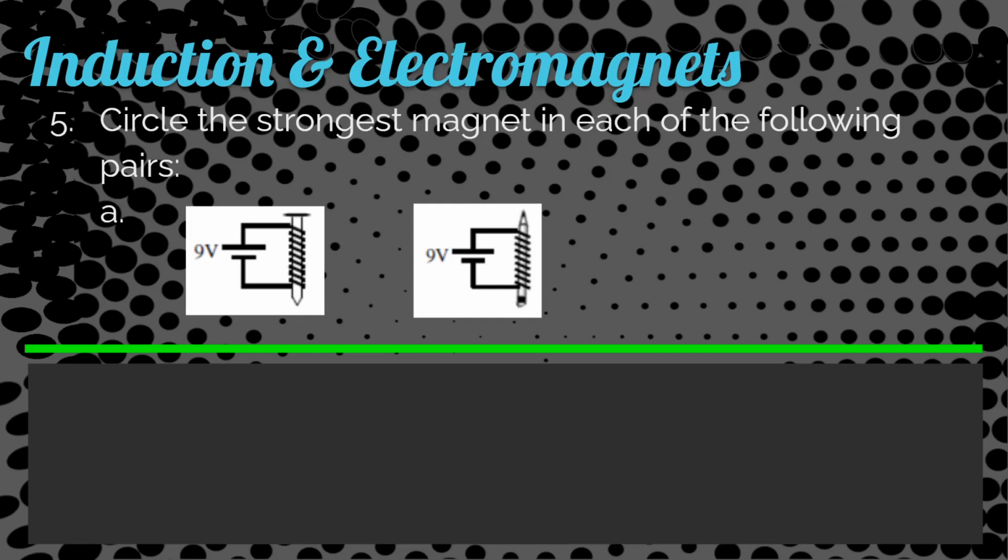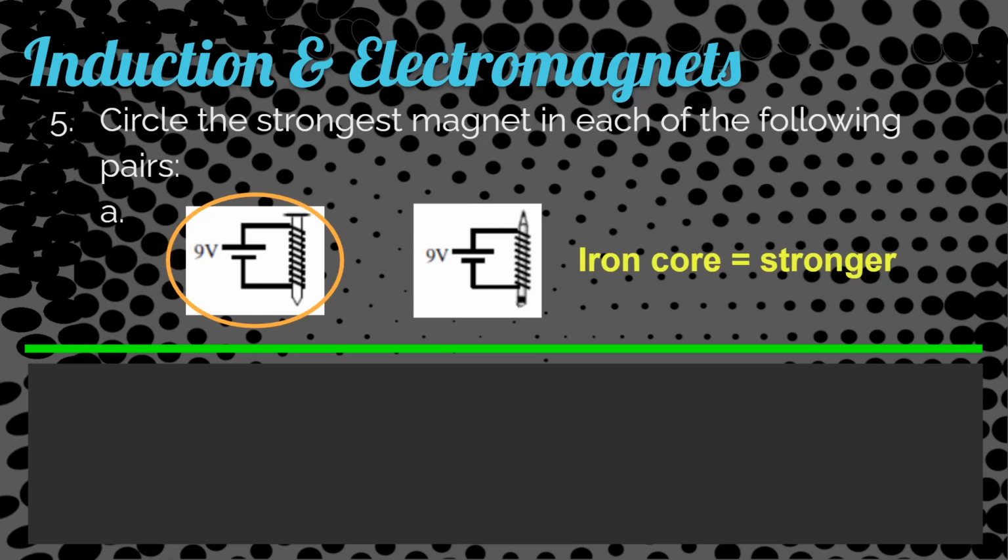Okay, so here's some pictures of electromagnets. Which of these would be stronger? You can see here 2 electromagnets both have a 9-volt battery. They both have the same number of loops of wire. The only difference is the core material. The one on the left is wrapped around a nail. The one on the right is wrapped around a pencil. So which one's going to be stronger? The one with the ferromagnetic core, so the one wrapped around the nail.